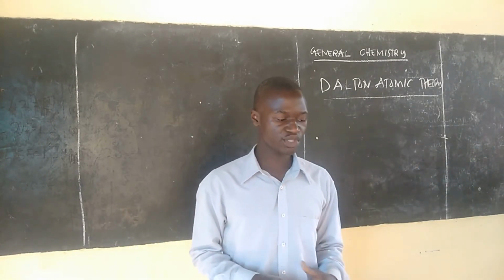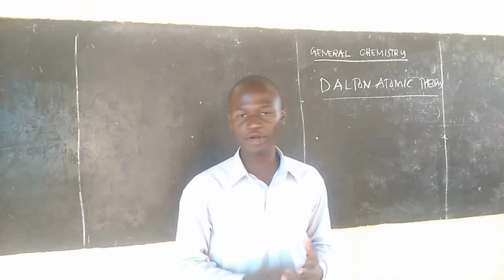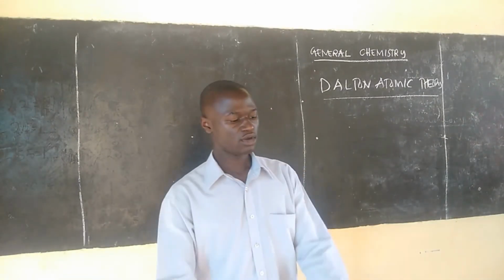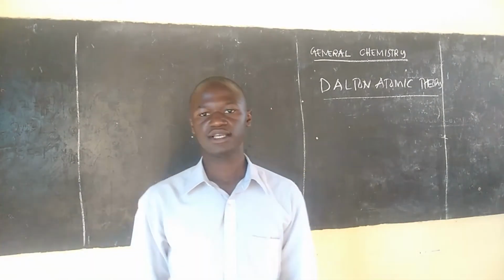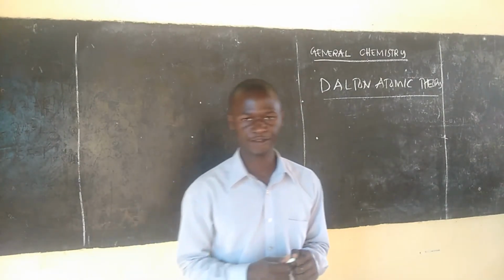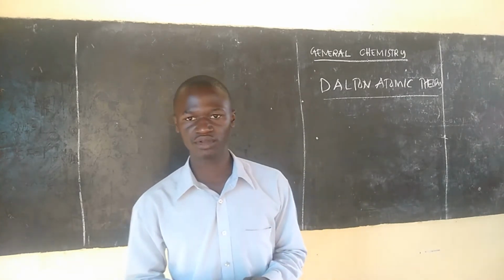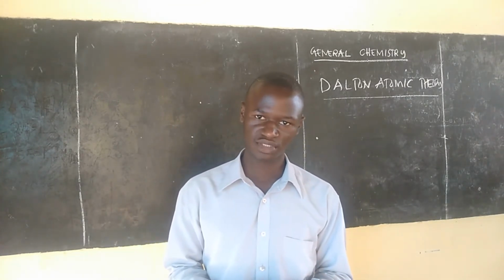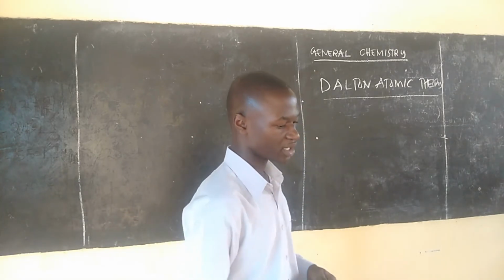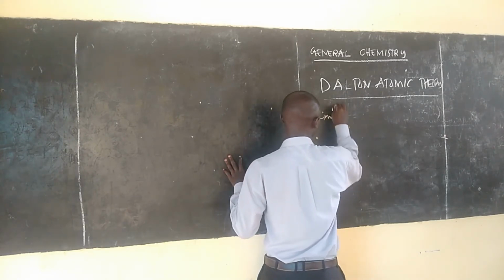So if an atom is divisible, they came up with what you call the modern atomic theory. So modern atomic theory, sometimes we call them the limitations, or the weakness, or the amendments of the Dalton's atomic theory. Let's discuss about the amendments or the limitations of Dalton's atomic theory.